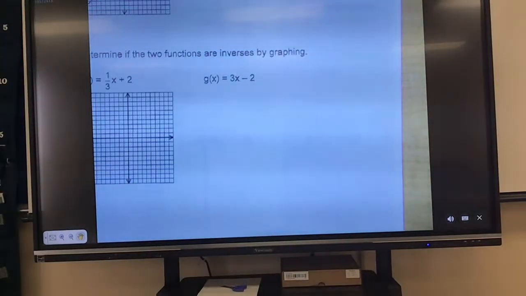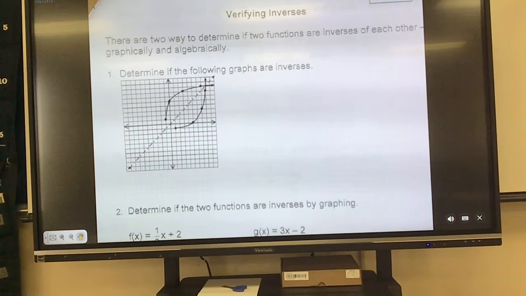All right, this is notes for 10-2. Okay, so you should be seeing this, notes 10-2, verifying inverses. We want to verify if they are actually inverses of one another. There's multiple ways of doing it, algebraically or graphically, from the tables.